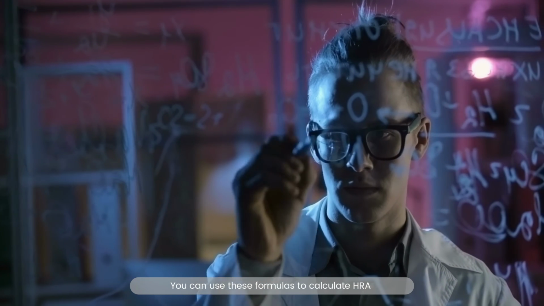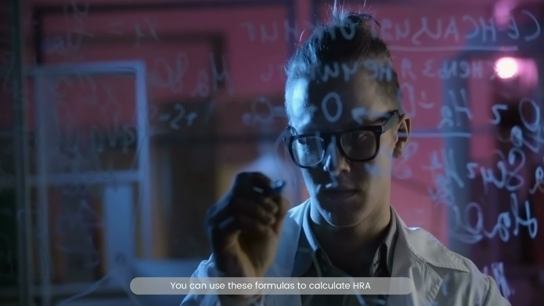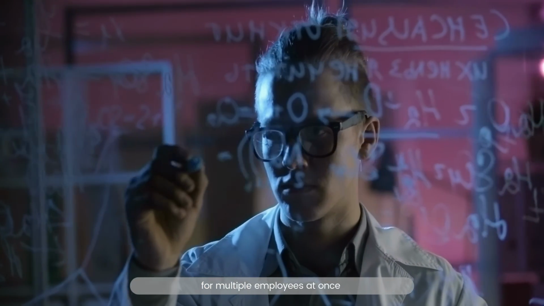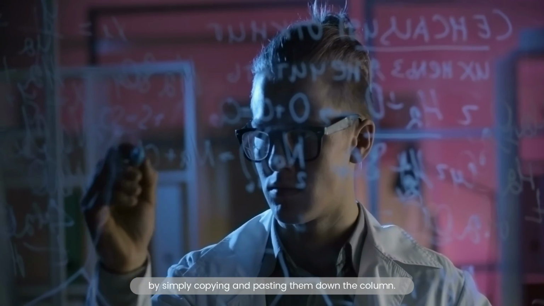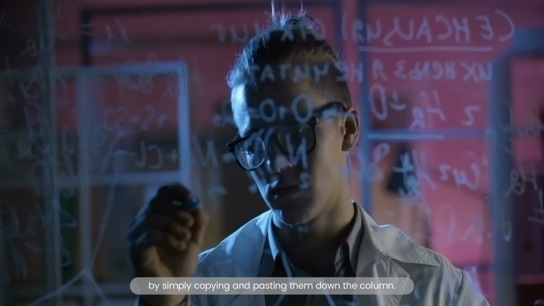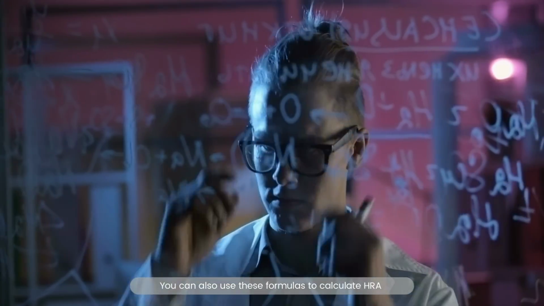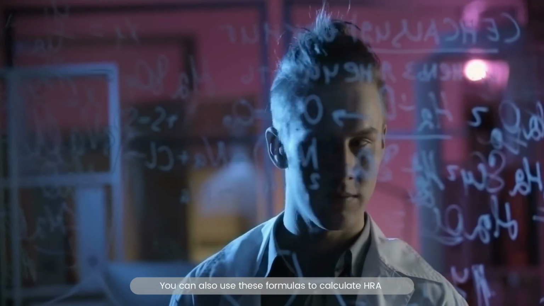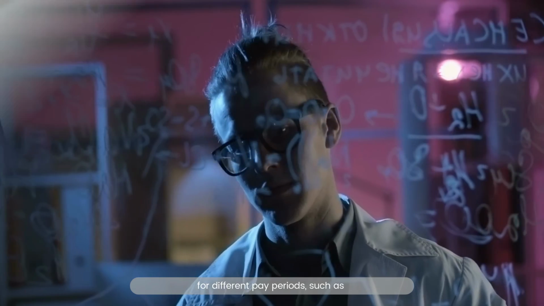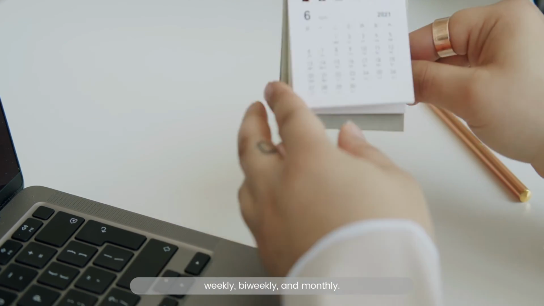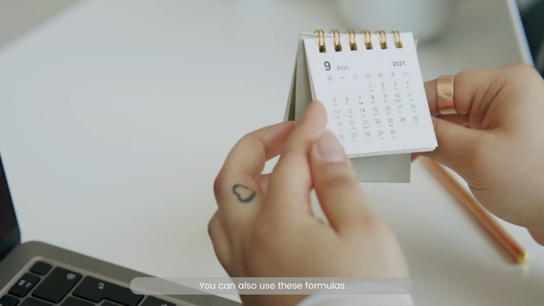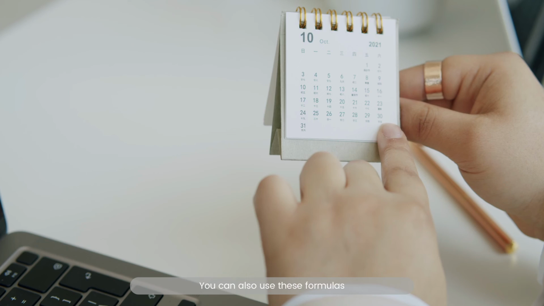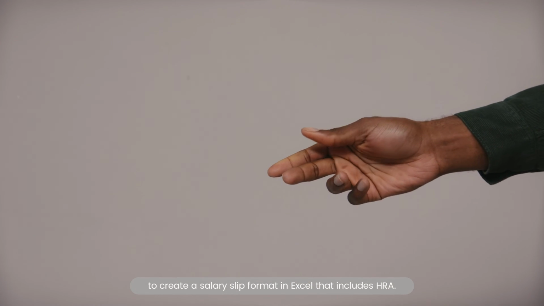You can use these formulas to calculate house rent allowance for multiple employees at once by simply copying and pasting them down the column. You can also use these formulas to calculate house rent allowance for different pay periods, such as weekly, bi-weekly, and monthly. You can also use these formulas to create a salary slip format in Excel that includes house rent allowance.